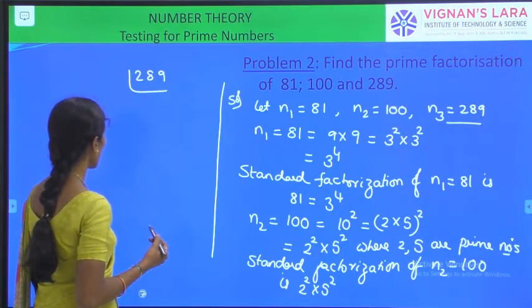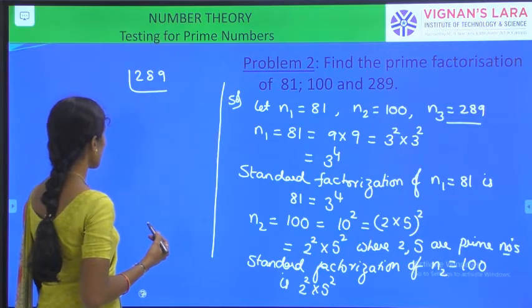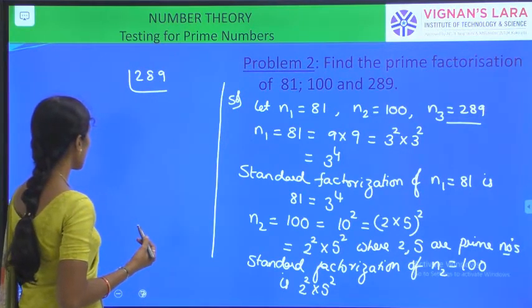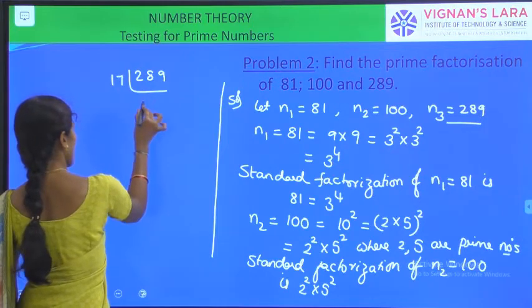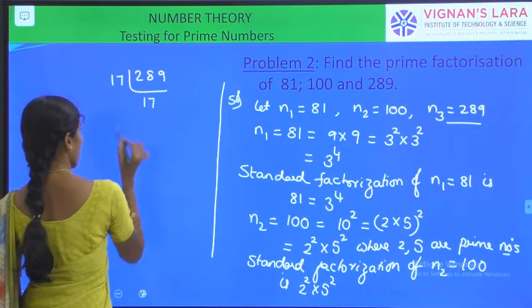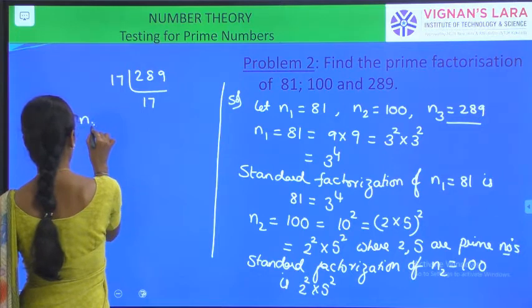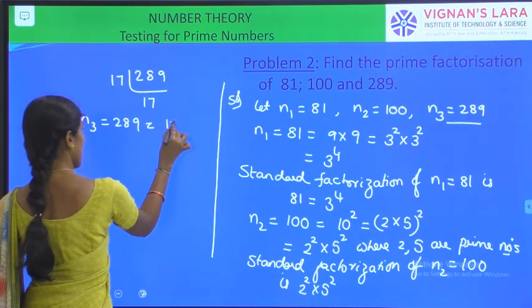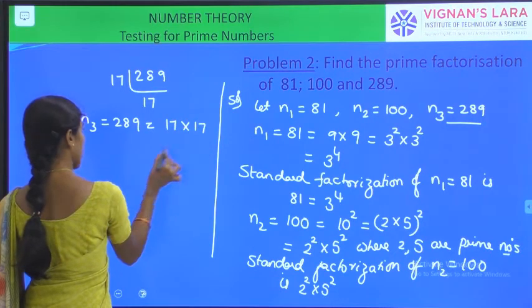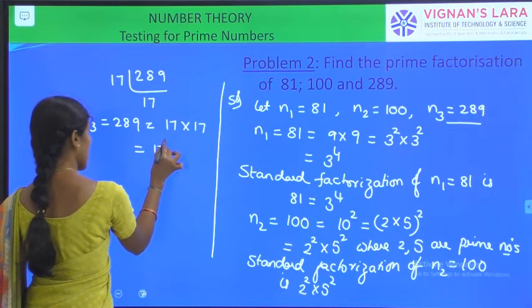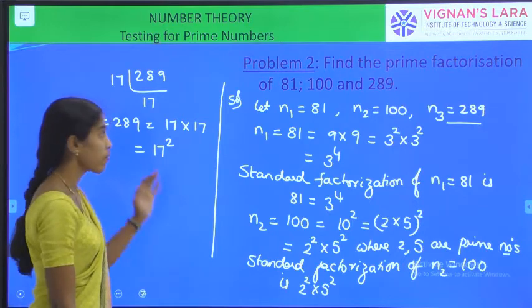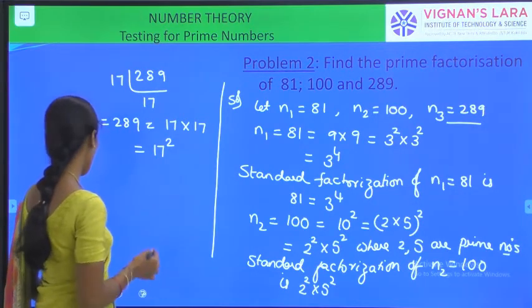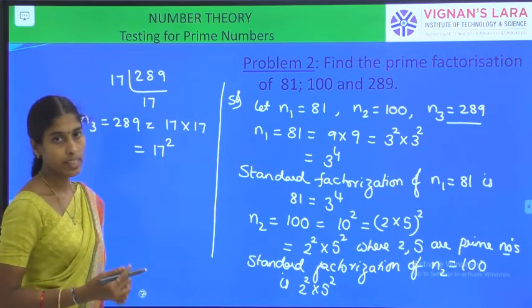12 no, 13 no, 14 no, 15, 16, 17. Right. 17 times 17 is 289. So n3, which is 289, can be written as 17 into 17, which is nothing but 17 square. It is the prime factorization of 289, otherwise the standard factorization of 289. Right?